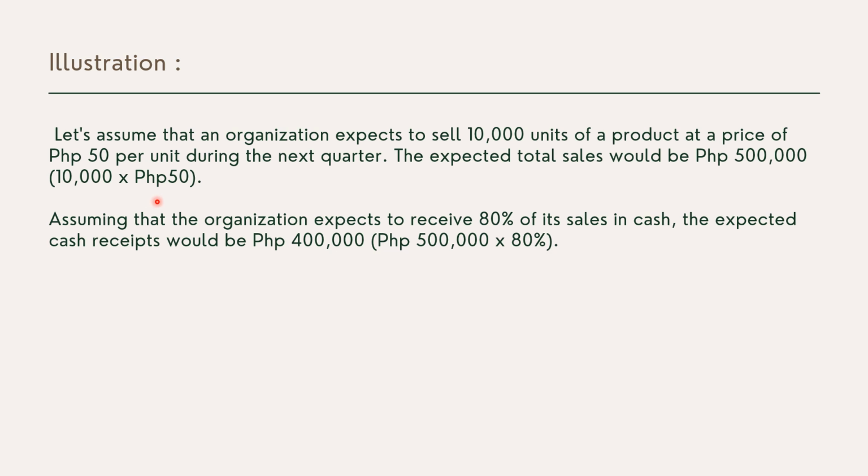Now, to compute how much is our expected cash receipts, we just multiply the total sales by the percentage of cash sales. So that would be 500,000 multiplied by 80% or 400,000 pesos. So, very easy. Okay. Klaro ba yon? So, by using the formula, alam na natin magkano yung total sales, magkano yung cash sales. So, okay na tayo for the sales budget formula and the expected cash receipts formula.